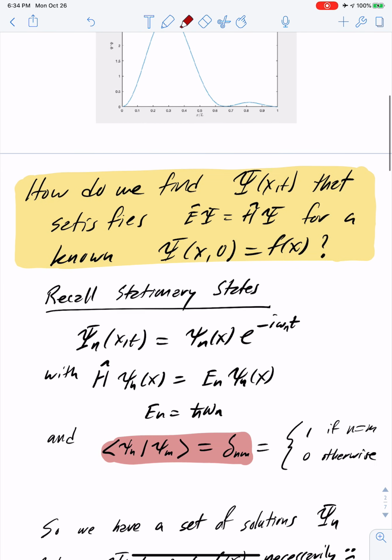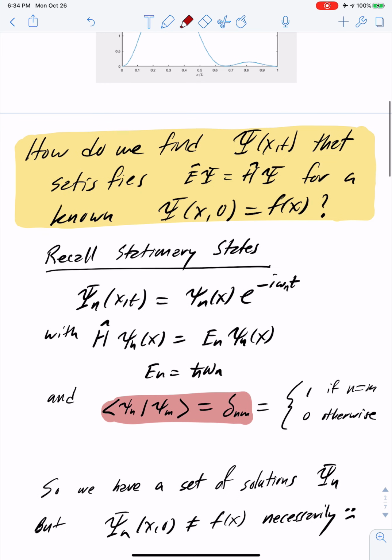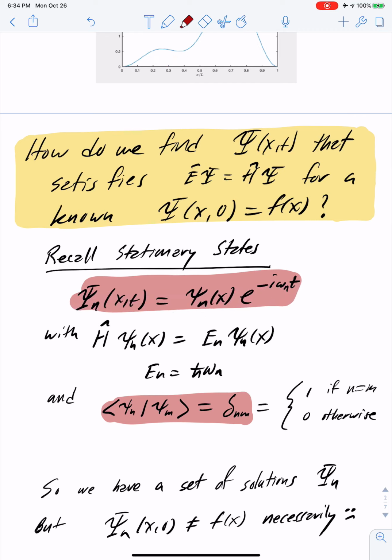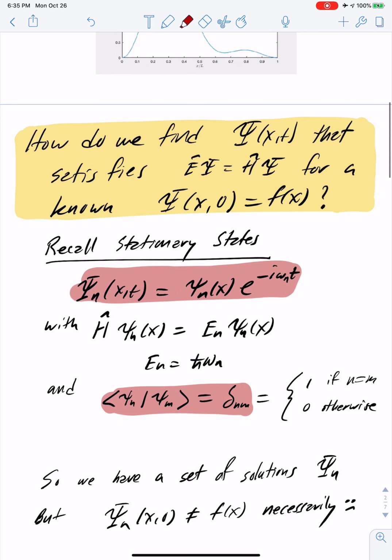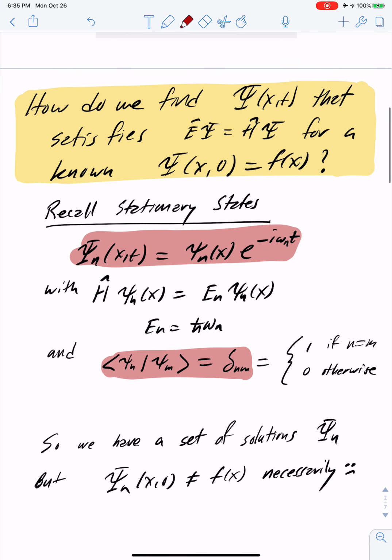So the nice thing is that we have a set of solutions of all of these different stationary states. That's very nice. But the problem is that none of them are necessarily the one we want. That is, at t equals 0, it might not be equal to f of x. Okay, so that's not so great, but at least we have a whole set of solutions to start with.